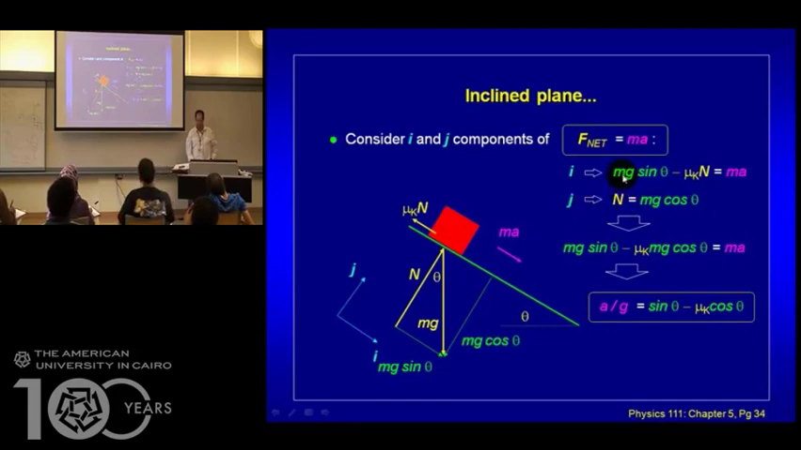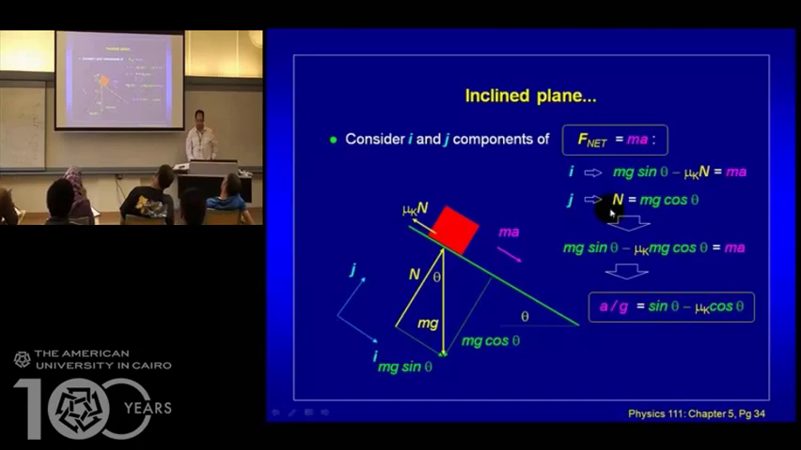mg sine theta, that's positive, minus frictional force, negative, equals mass times acceleration. Along the y-axis, normal force, positive, minus mg cosine theta equals 0, and from that we can say that N equals mg cosine theta. If we know the normal force, we can simply calculate the frictional force: mu k times mg cosine theta. This is the frictional force.